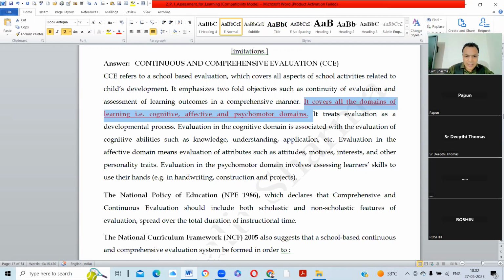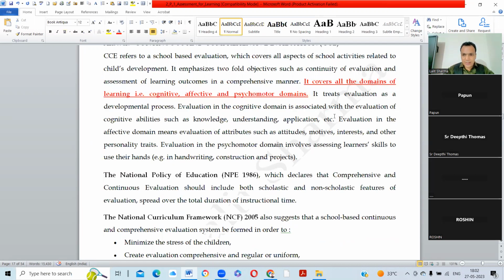See what things come under the cognitive domain, right? So under the cognitive domain, you can increase the knowledge level of the student, the understanding level of the student. Okay. And under the affective domain, you can work on the attitude, motives, interest, and other personality traits of the student. And the psychomotor is related to motor activities, handwriting, constructions. Okay, these all things you can improve, right?